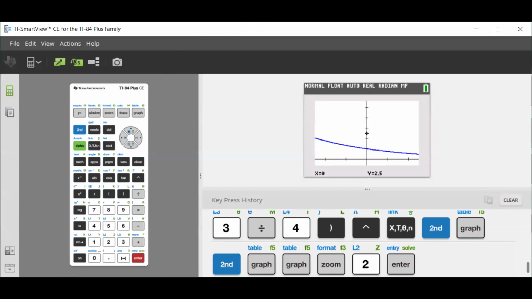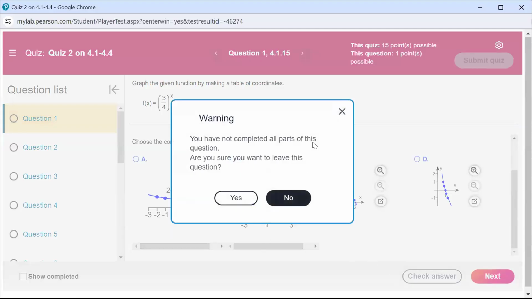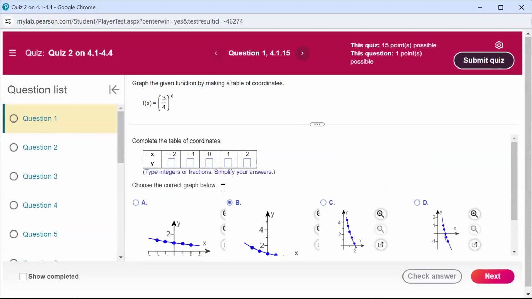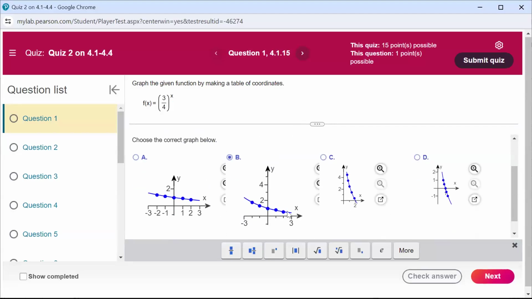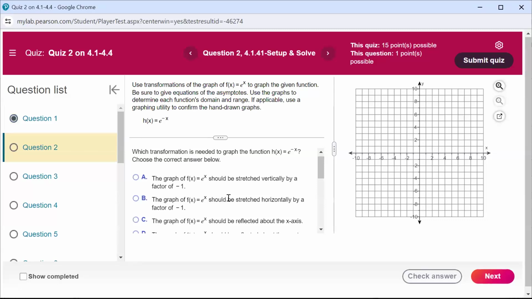Okay, so let's go back to the main page. Okay, so go to next. Oh, it says I didn't complete it because I didn't type it in. Okay, so number 2.